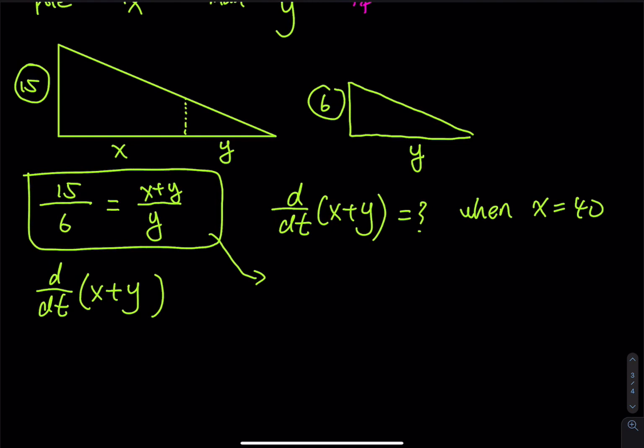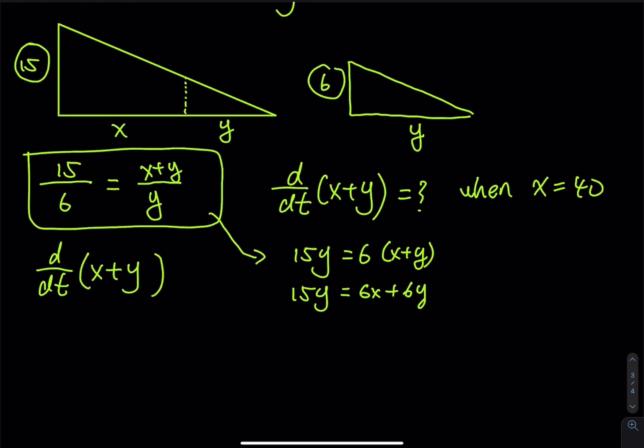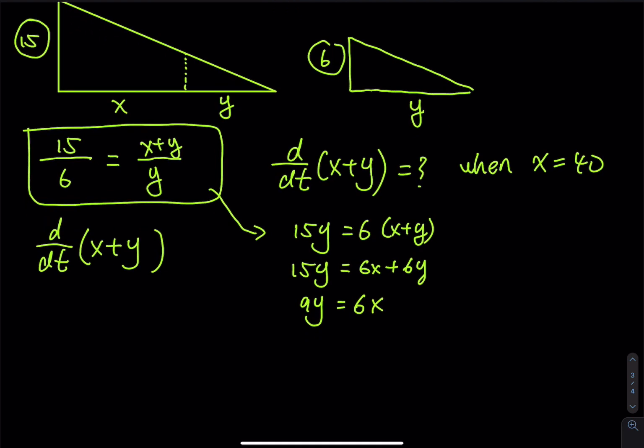We use cross multiplication. 15 times y equals 6 times (x plus y). And then we have 15y equals 6x plus 6y. Subtract 6y on both sides. 15 minus 6 is equal to 9, so 9y equals 6x. And then y is equal to 6x divided by 9, that is equal to 2/3 of x.